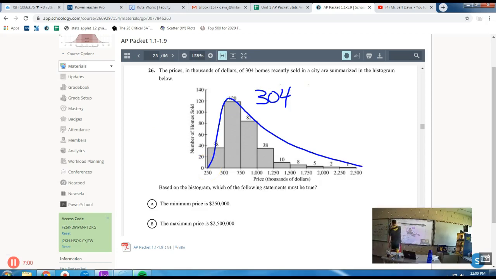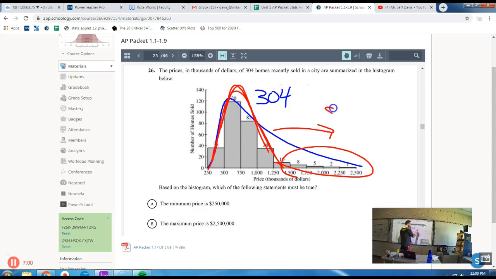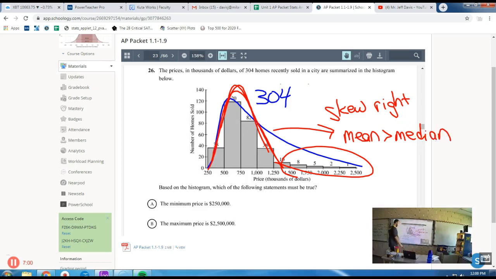This would be kind of your normal distribution, but we got this extra data over here. Skewed to the right, and what that does is pull the mean up, which makes the mean greater than the median.